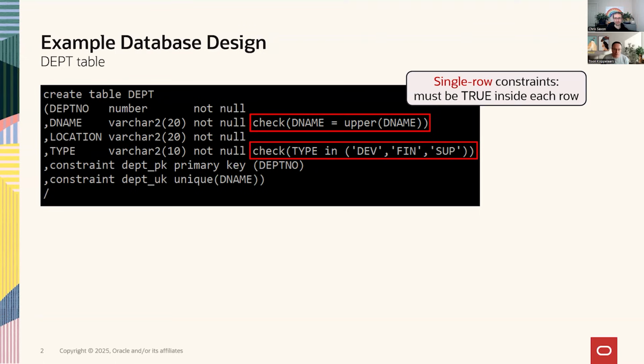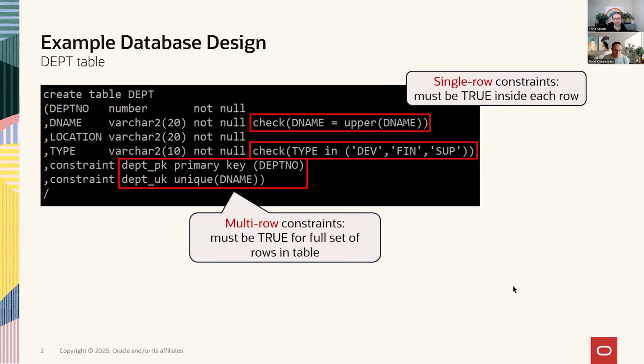And I would like to refer to check constraints as single row constraints. They must be true inside each row. They span the context of a single row. In contrast, these other constraints that we already have, the primary key, the unique key, for instance, I refer to those as multi-row constraints because they must be true for the full set of rows in the table. And SQL assertions are basically going to give you a generic way to specify even more multi-row constraints.